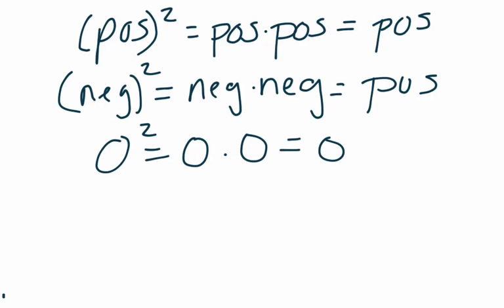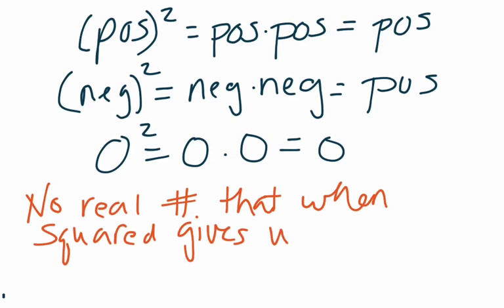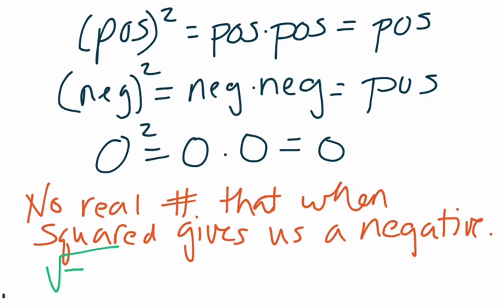And so why your calculator starts yelling at you is that there is no real number that when you square it gives you a negative. So there is no real number that when squared gives us a negative, because we just covered all of it. We covered all the positives, all the negatives, and we covered 0, and there was nothing squared that would give us a negative. And that's why when you put this in your calculator, it will error on you, because there's no number for it to find.